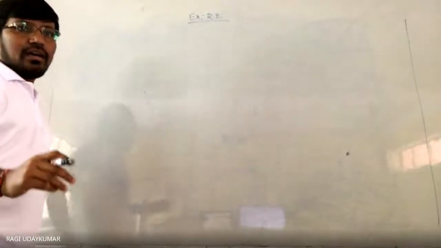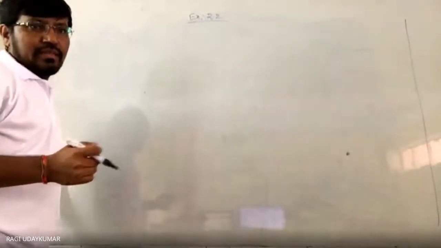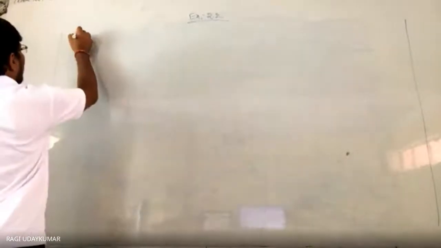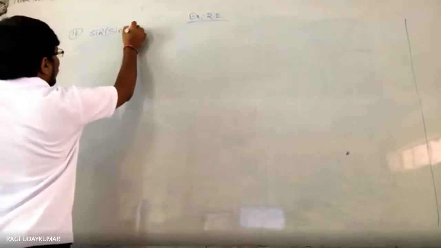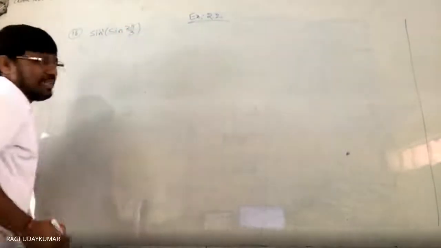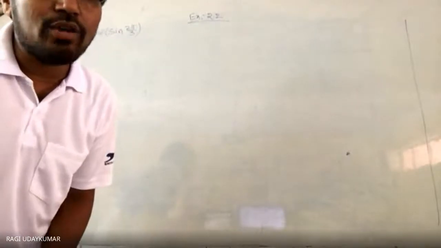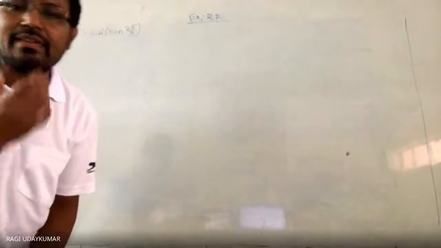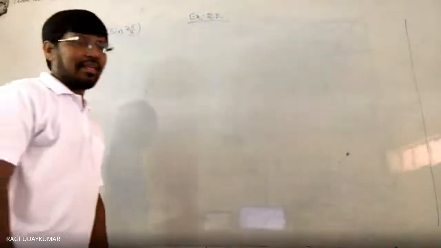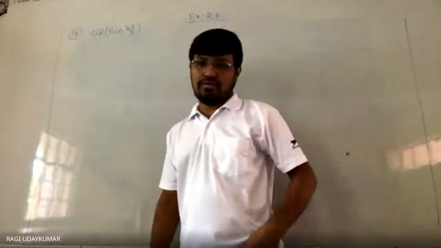The next one is sine inverse of sine 2 pi by 3. You need to simplify this and write the value of this one. Find the value of sine inverse sine 2 pi by 3. Can anyone tell this value? Mostly you people will think that sine and sine inverse will get cancelled and you will get 2 pi by 3. But it is wrong.